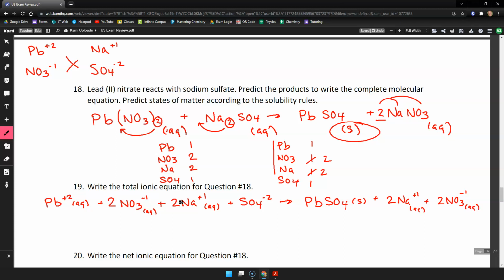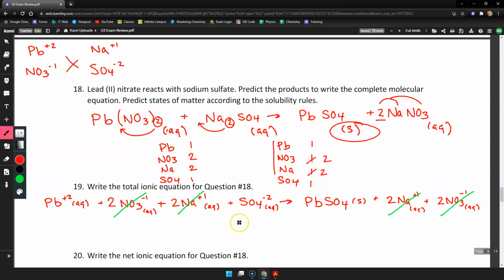Okay, anything that exists on both sides, well, let's switch up and do a different color here. Anything that exists on both sides, we can cross off. So this exists on both sides. Let's cross that off. What else do we see on both sides? I see sodium on both sides. And I believe that is it. Okay, so let's go back here, and this should be aqueous.